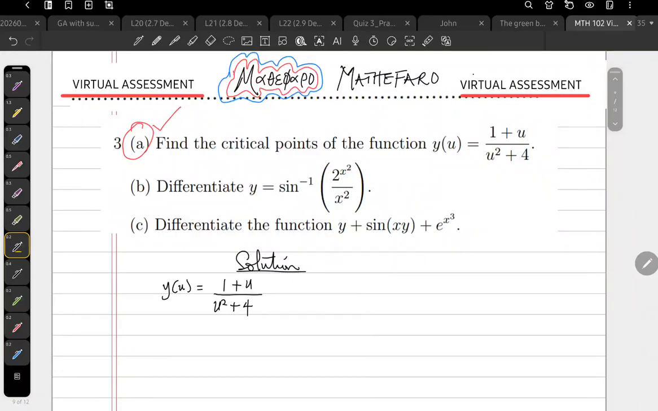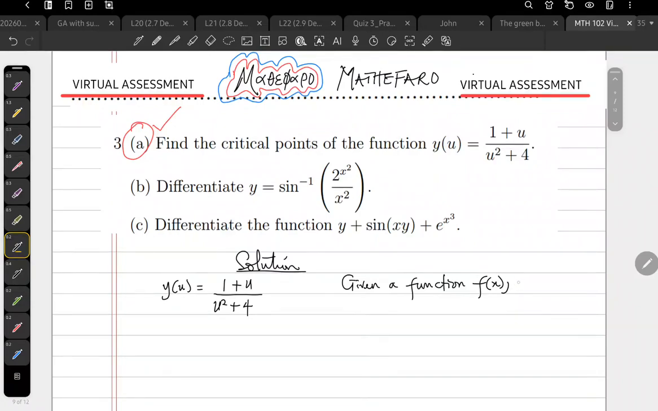It's Matthew Farrow here still, and we are going to continue with our solutions to the virtual assessment questions. And in this video, we're looking at 3A, which is one of the applications of differential calculus. We want to find the critical values or critical points of this given function. So let's get right into it.